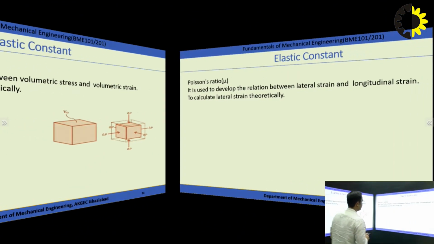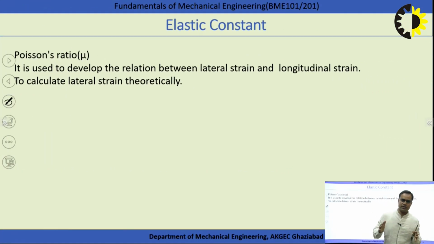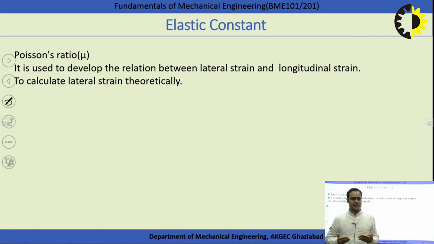And the last one is the Poisson ratio. Poisson ratio is basically used to develop the relation between lateral strain and longitudinal strain. Already we have developed the relation for the longitudinal strain, meaning longitudinal strain we have already calculated theoretically. If we are interested in calculating lateral strain theoretically, by using the Poisson ratio we are able to calculate lateral strain theoretically, right? So what is the meaning of that?